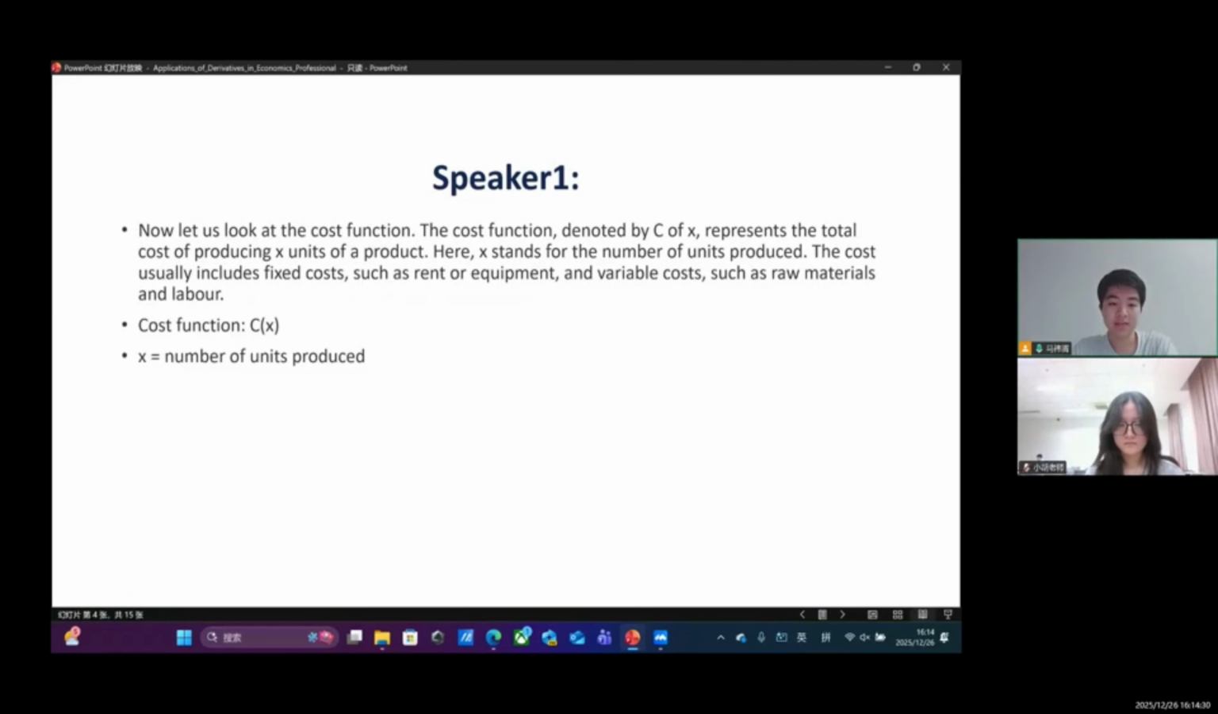Now, let us look at the cost function. The cost function, denoted by C of x, represents the total cost of producing x units of a product. Here, x stands for the number of units produced. The cost usually includes fixed costs, such as rent or equipment, and variable costs, such as raw materials and labor.